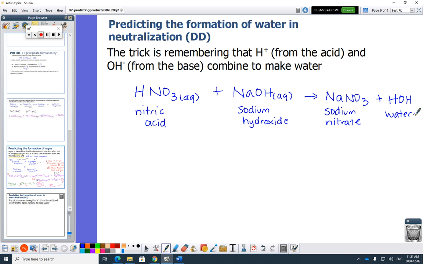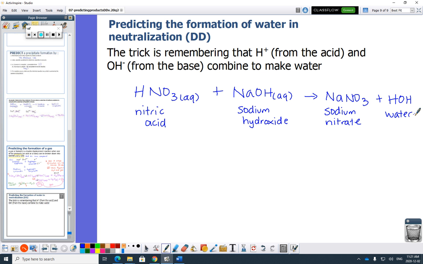When we get to the gas unit, or the acid unit, and in grade 12, we'll talk more about the differences between acids, which sort of leads to why some of them make gases and some don't. But for now, all you have to do is switch the partners and predict what it's going to be.